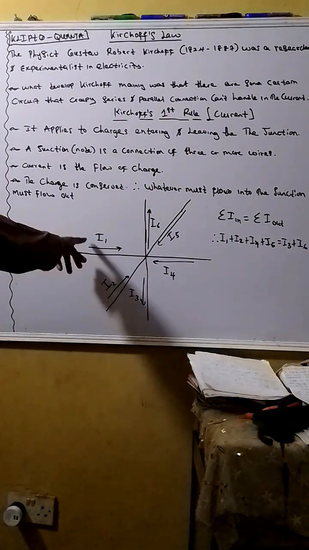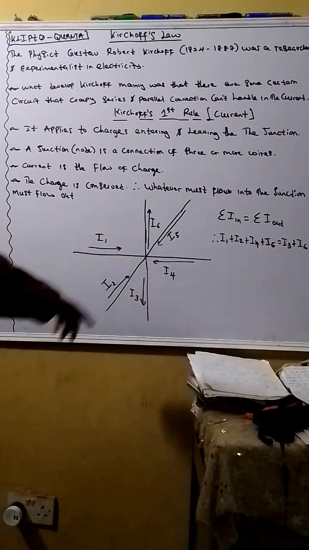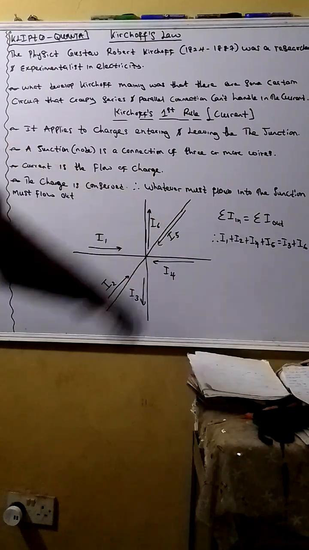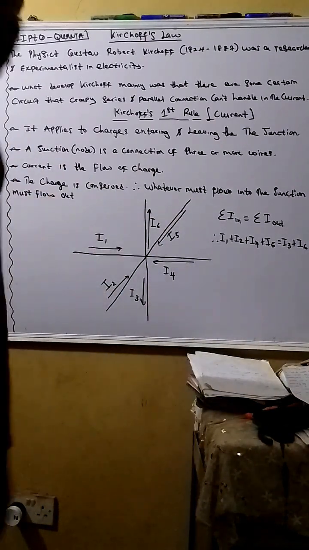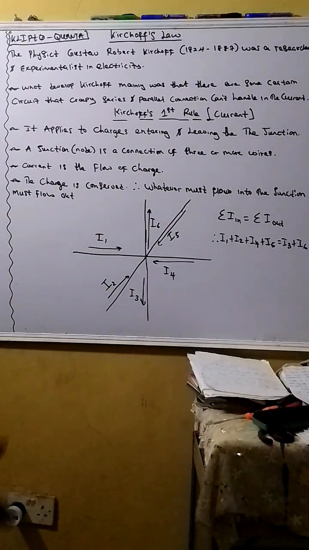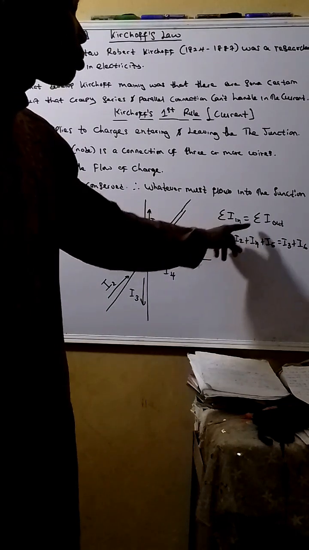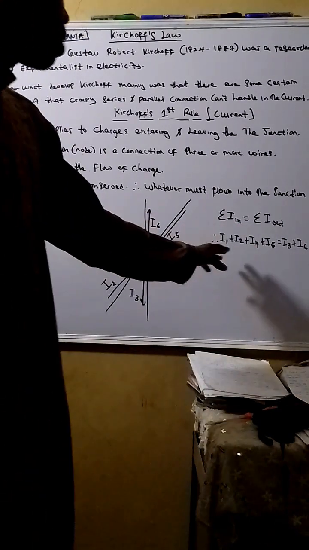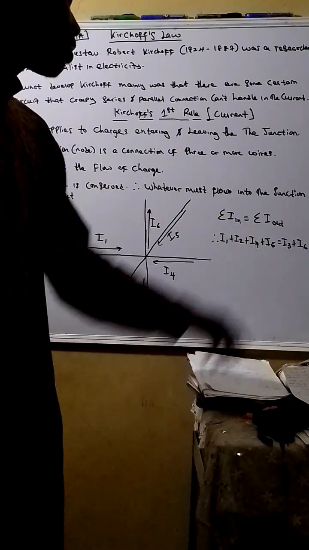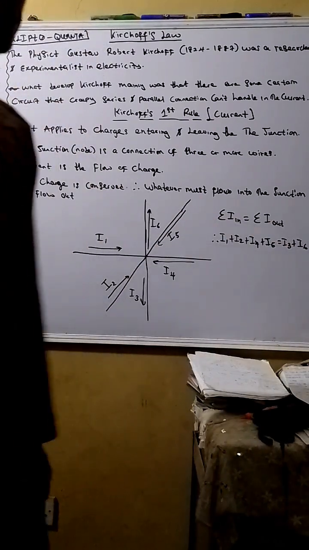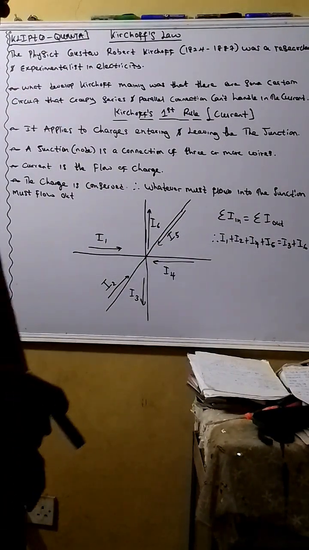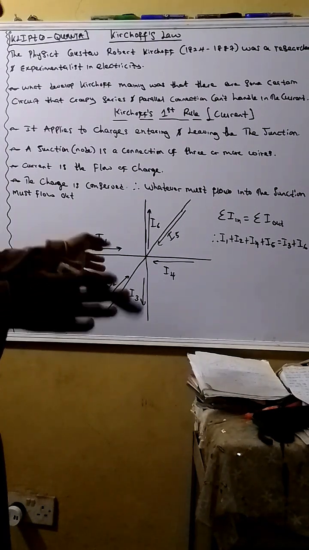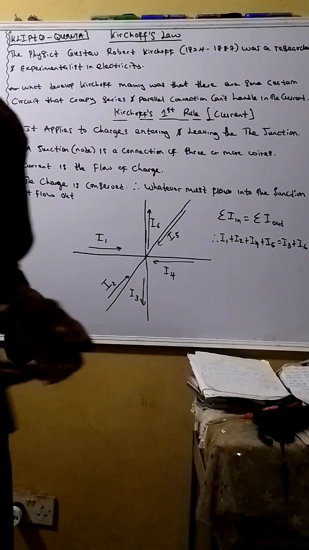If you look at current 1, current 2, current 4 and current 5 moving into the junction, while current 6 and current 3 are both moving out, then the summation of the total current coming in equals the summation of the total current going out. That is, I1 plus I2 plus I4 plus I5 equals I3 plus I6. That is what the first rule talks about. Literally, at times we call it the current rule.